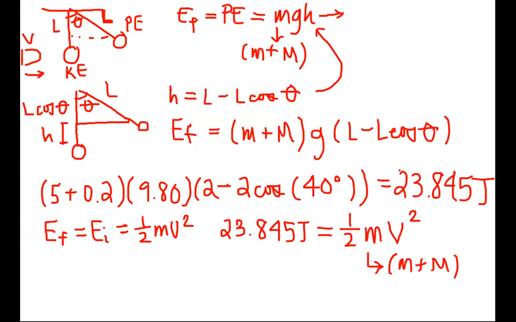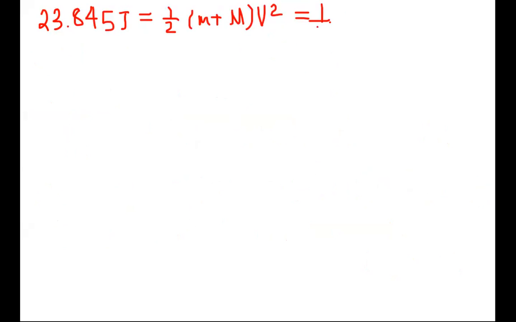Okay, so I'm going to clear the whiteboard to have more space to write. So we have 23.845 joules is equal to 1/2 times little m plus big M times velocity squared, which using our known equations gives us 1/2 times 5 plus 0.2 times velocity squared.